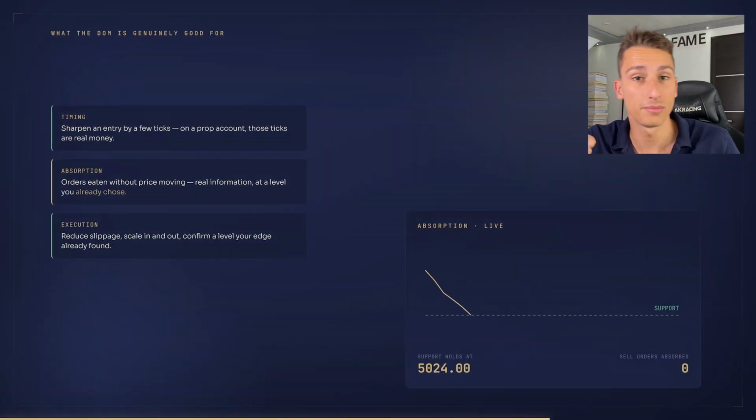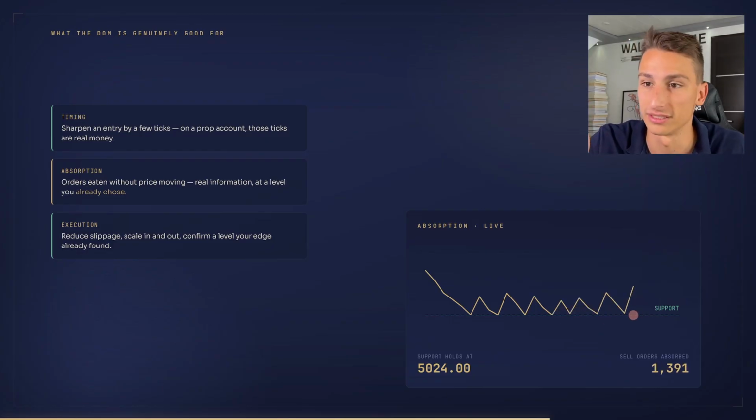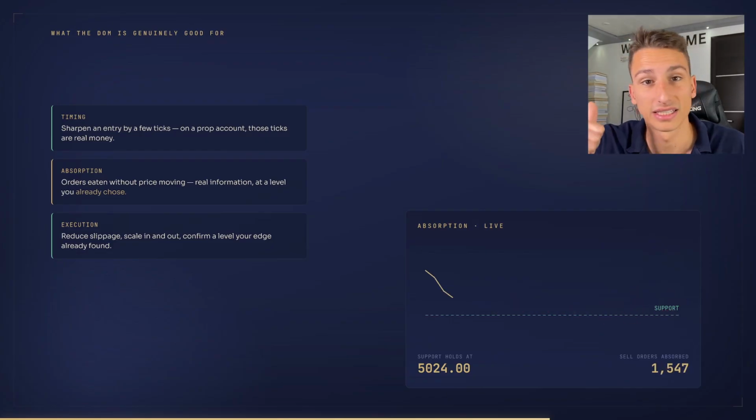First one, timing for sure. It fine-tunes your entry by a few ticks. On a prop account, those ticks are real money. The second thing that the DOM actually does well is absorption.